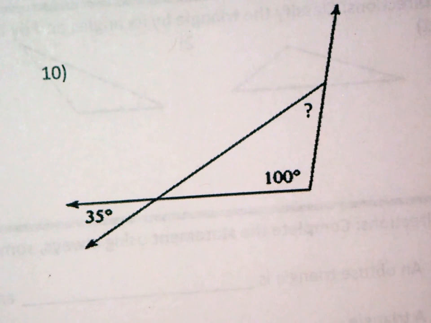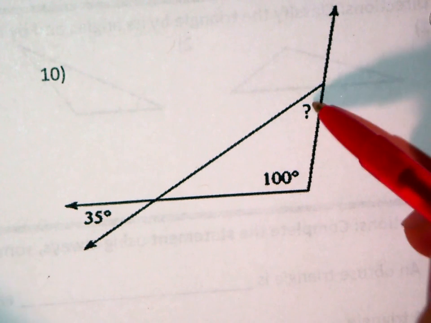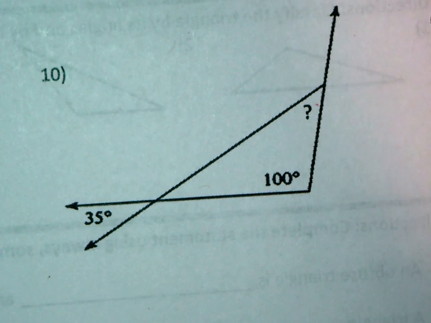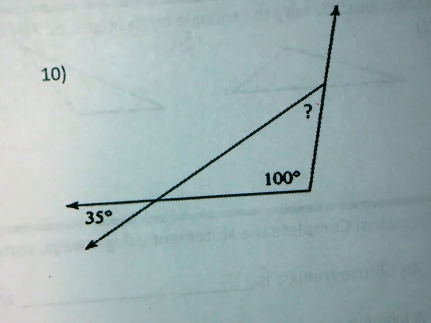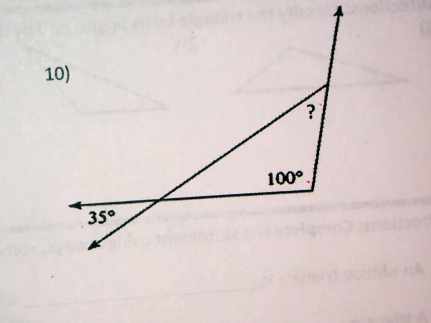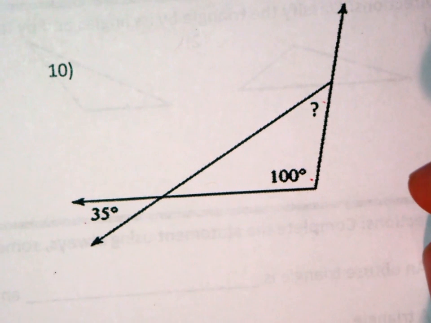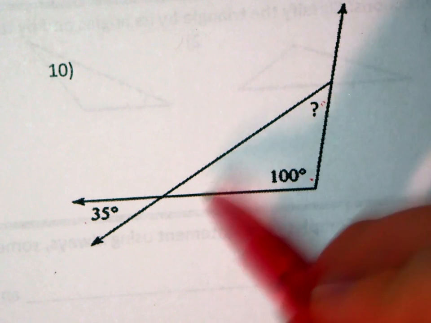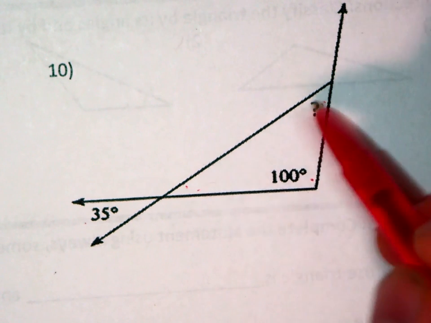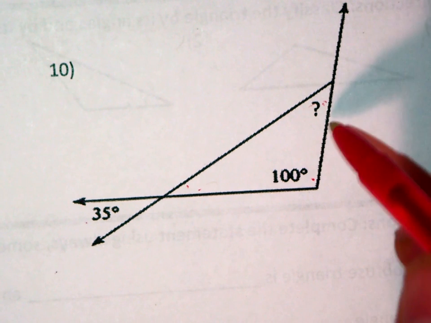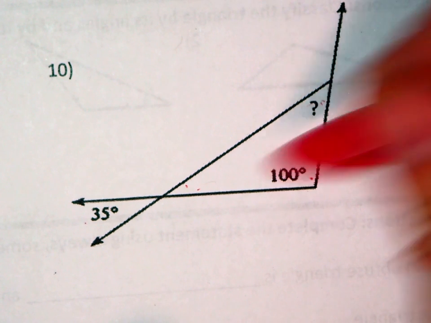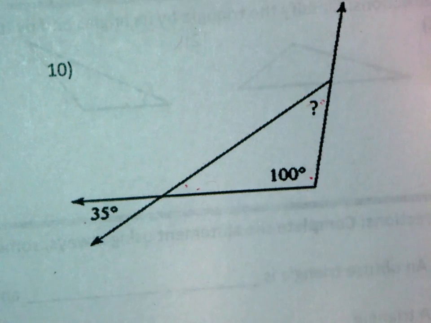Number 10, we are looking for the measure of this missing angle over here. And in order to figure out that missing angle, I have got to start using the information that's on the sheet. Well, my 100 degrees doesn't really help me out, at least not yet. I know 100 degrees plus this angle are going to equal 180, but I don't know what either of those two are. I don't have any information that gives me the indication that both of those angles are the same measure, like we had a couple days ago with the isosceles triangle markings.